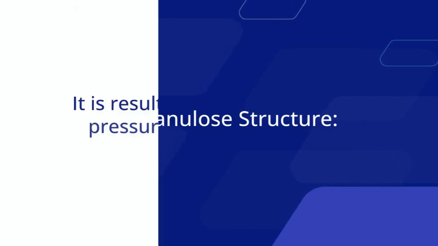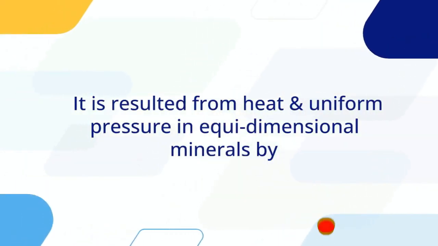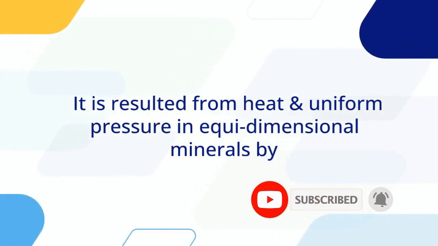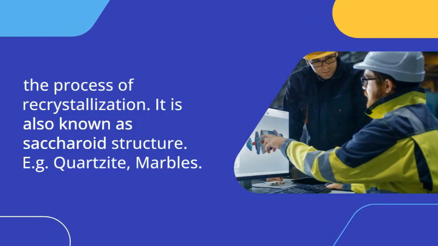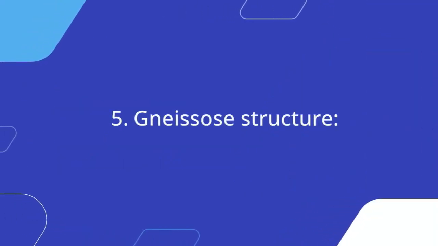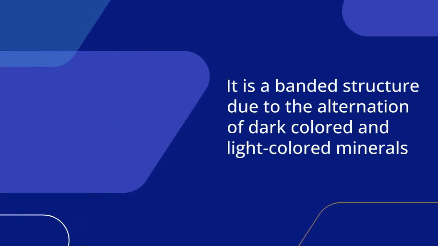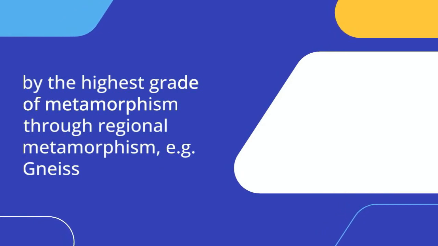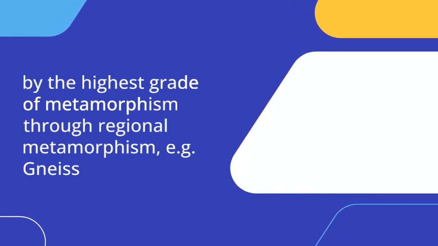4. Granulose structure. It results from heat and uniform pressure in equidimensional minerals by the process of recrystallization. It is also known as a saccharoidal structure. For example, quartzite, marbles. 5. Gneiss structure. It is a banded structure due to the alternation of dark-colored and light-colored minerals by the highest grade of metamorphism through regional metamorphism, for example, gneiss.